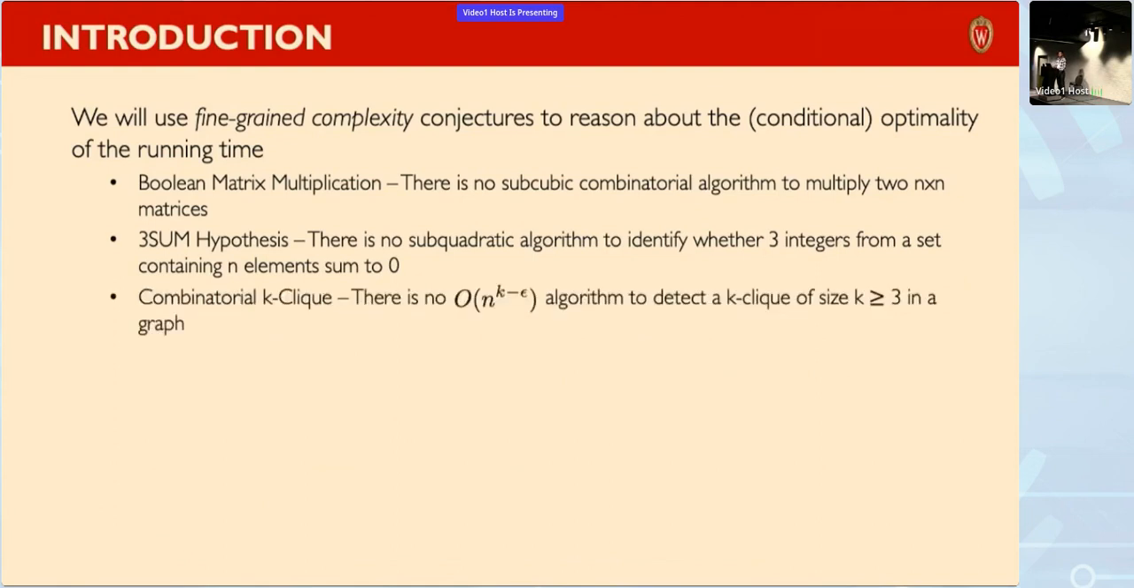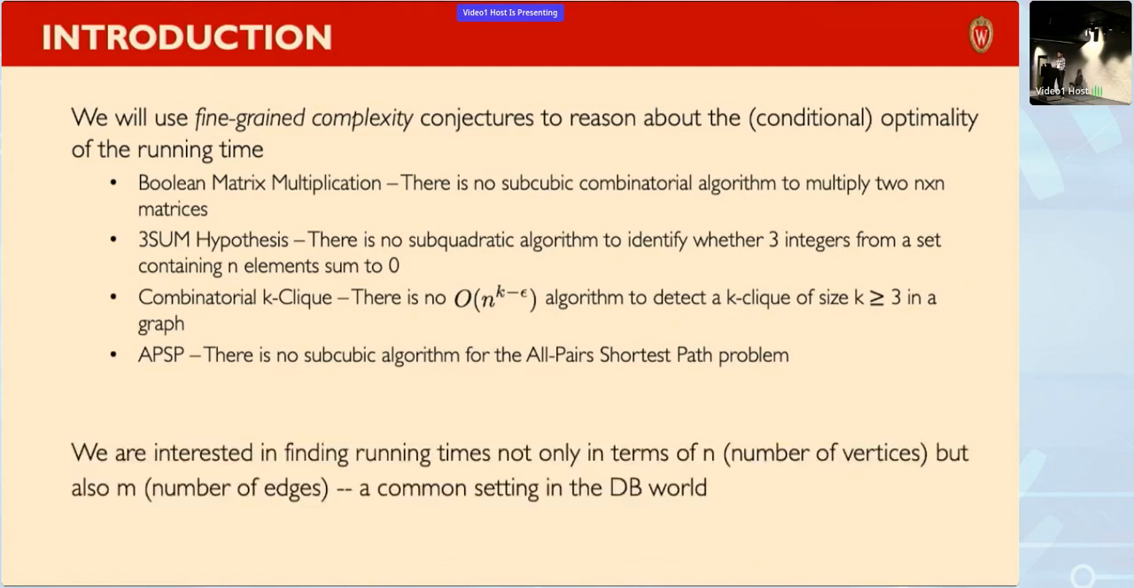The third conjecture is the combinatorial k-clique problem, where we say that there is no n to the k minus epsilon algorithm to detect a k-clique in a graph. Here the value of k must be greater than or equal to 3, and when k is exactly 3, this becomes the famous triangle problem. The last conjecture that we will rely on is all-pairs shortest path, which says that there is no subcubic algorithm for the all-pairs shortest path problem.